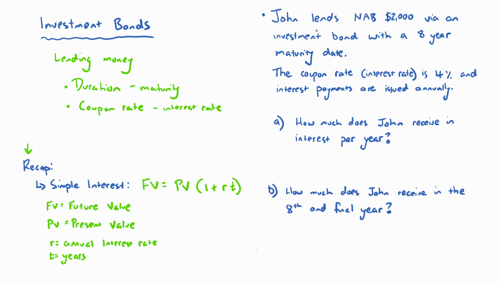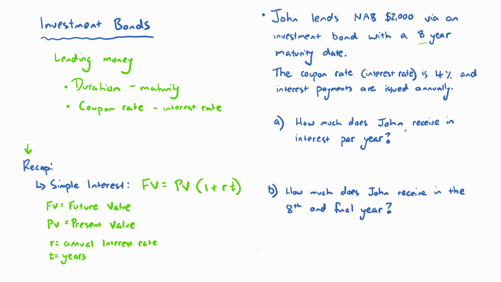But for this example question, John lends NAB, so a big bank, $2,000 via an investment bond with an 8-year maturity date. So NAB might want to go ahead and make an investment in an acquisition, or they might want to go and build something big and they need money and they're collecting it from the public. So John's lent them $2,000 for an 8-year term. The coupon rate or the interest rate is 4%. And interest payments are issued annually. So once a year, John will receive an interest repayment from NAB. And then at the end of the 8 years, John receives both the interest repayment and the initial $2,000 back, which is otherwise known as the principal.